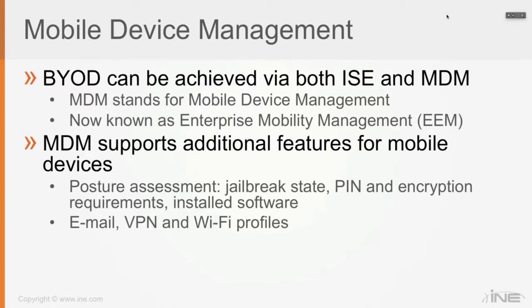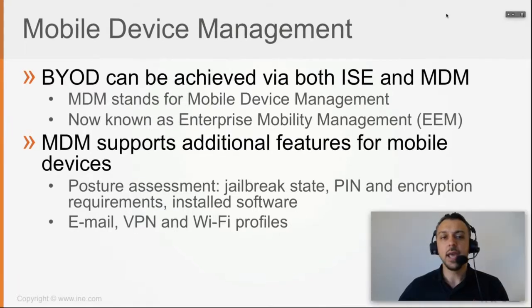Because through MDM we can detect if the device was jailbroken. If the device uses or doesn't use a PIN code, we can of course enforce the usage of a PIN code. If that mobile device has encryption turned on or not. What is the software installed on that mobile device? And based on all of those aspects that can be controlled via MDM, MDM is gonna communicate with ICE, because in the end ICE grants network access to mobile devices, not the MDM platform.